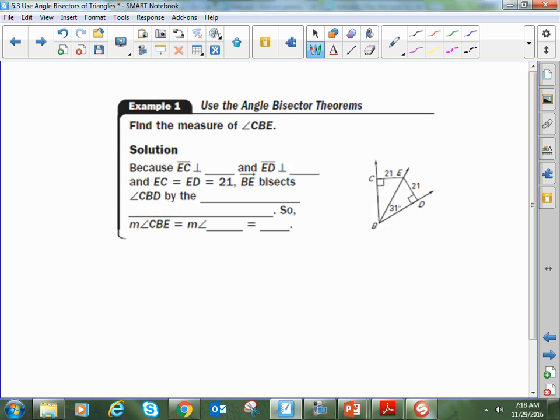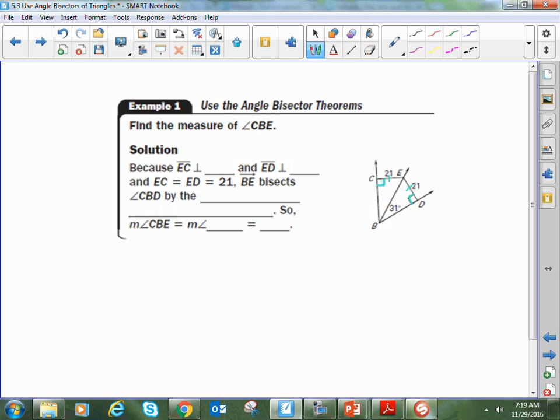Well, how can I figure out the measure of angle CBE? Well, we have some important information here. The fact that they're showing me that at point C, ray CB is perpendicular to CE, and also that DE is perpendicular to BE. Because those are right angles and CE is congruent to DE, then it must mean, according to the converse of the angle bisector theorem, that ray BE has to be an angle bisector.